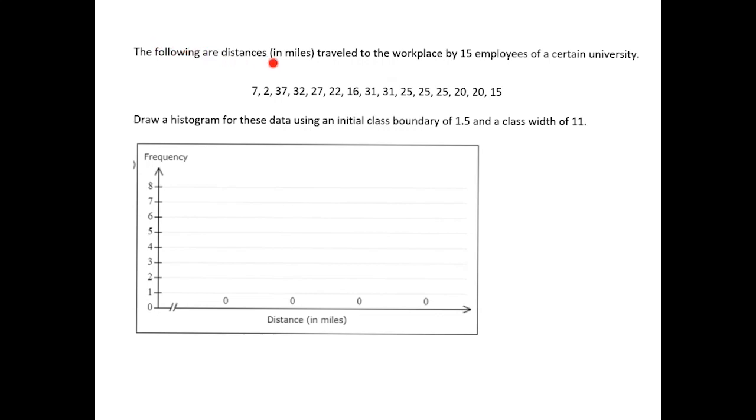The following numbers are the distance in miles traveled to the workplace by 15 employees of a certain university. In other words, this is how far 15 different employees have to travel. And here are the 15 numbers.